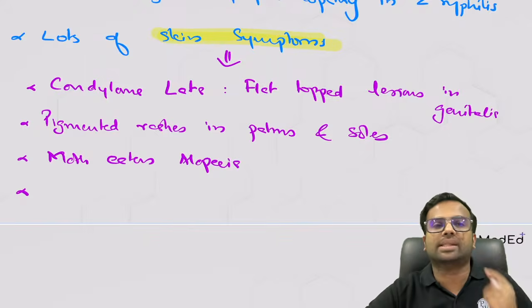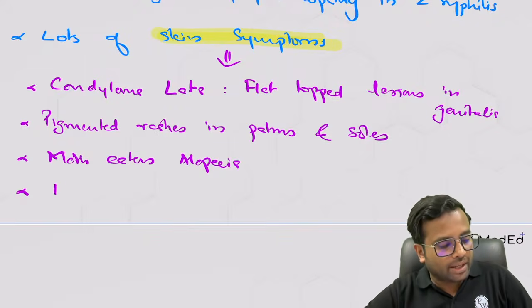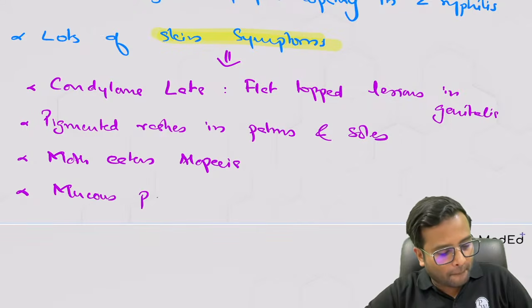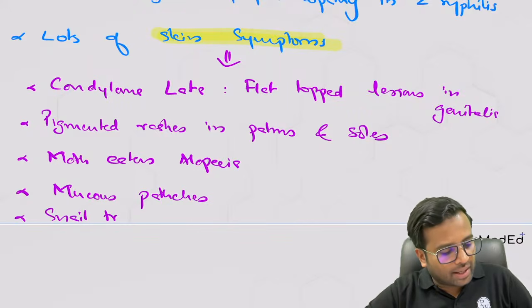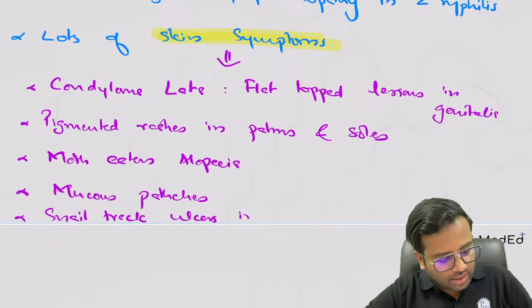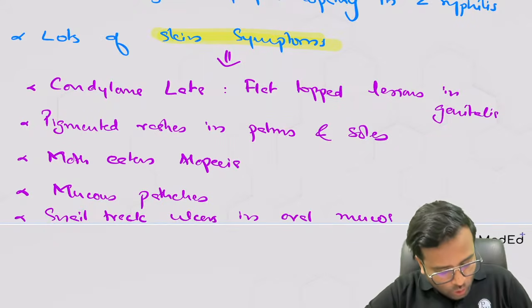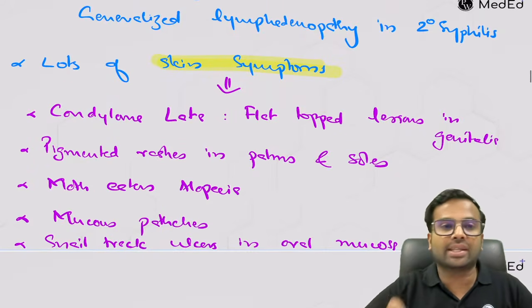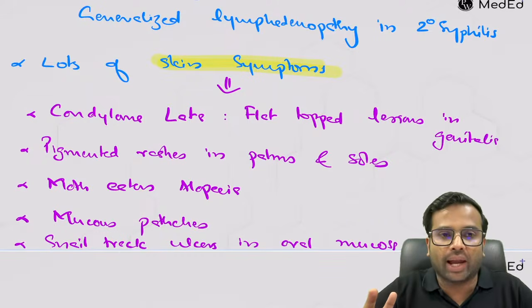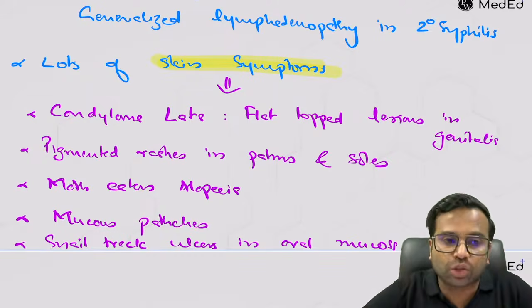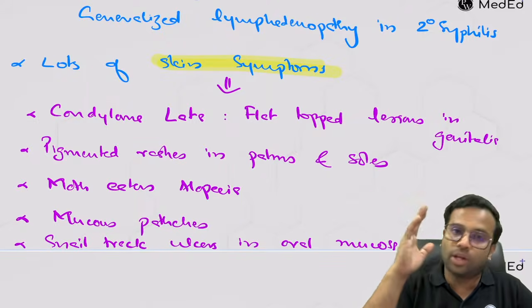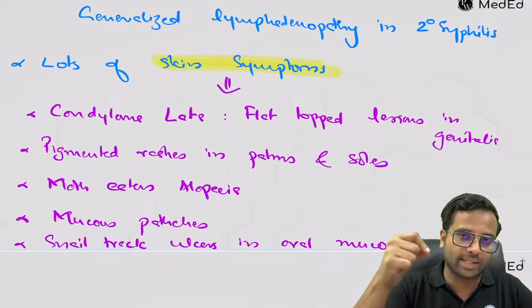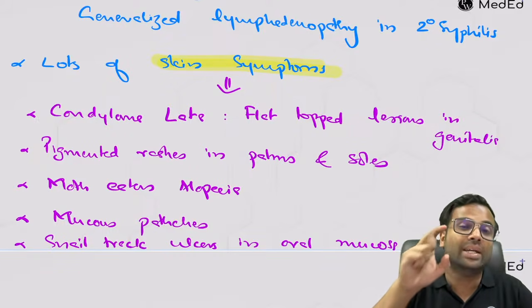And then you can also see some lesions in the oral mucosa like mucus patches and snail track ulcers. So all these are the different findings of secondary syphilis: generalized lymphadenopathy, Condyloma lata, pigmented rashes in the palms and soles, moth-eaten alopecia, mucus patches, and snail track ulcers. All these are going to be separate points for your exam, and you'll be getting separate marks for each and every point.